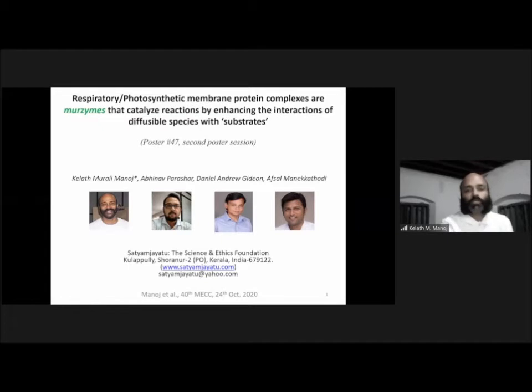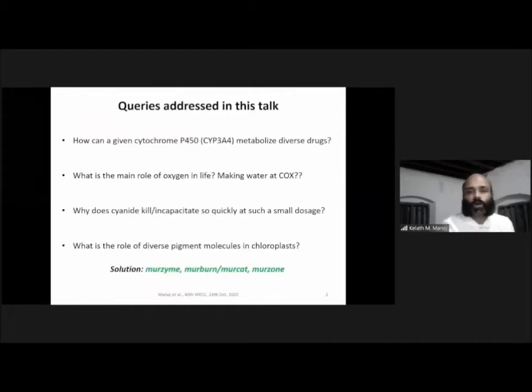The queries that I address in this talk pertain to three systems. How can a given cytochrome P450 like CYP3A4 metabolize diverse drugs? What is the main role of oxygen in life? Is it making water at cytochrome oxidase, as people currently believe? And why does cyanide kill or incapacitate so quickly at such a small dosage? Then, what is the role of diverse pigment molecules in chloroplast?